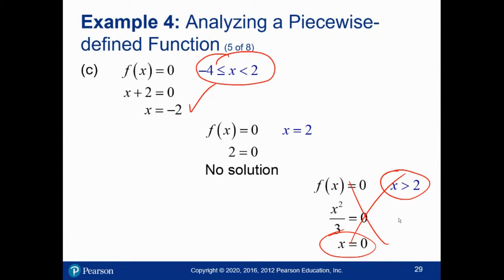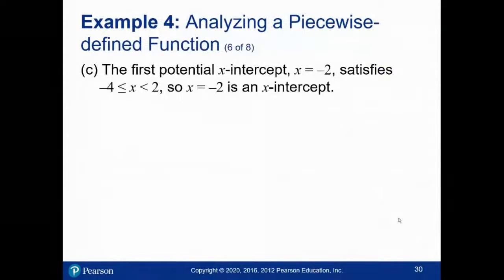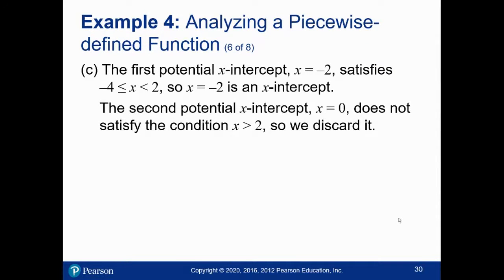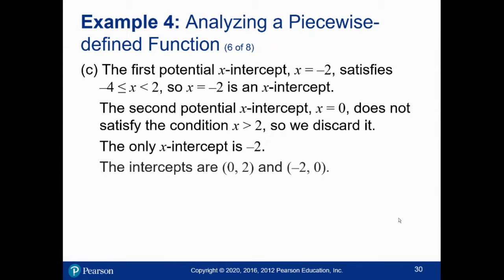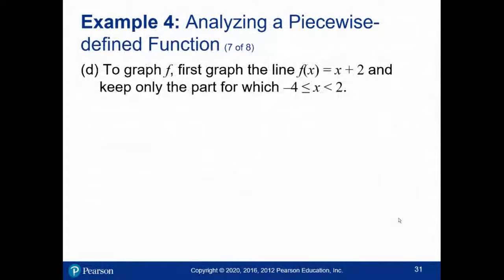So the only intercept we found was at x equals -2. Okay, the first one works. It's on the branch it's supposed to be on. The second one didn't exist, and the third one also didn't work for its condition. So the only x-intercept is at -2. So we have a single y-intercept and a single x-intercept. We always have a single y-intercept, but here we have a single x-intercept as well. Okay, next.